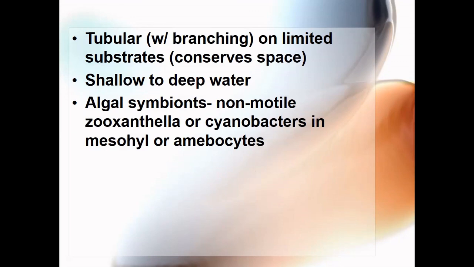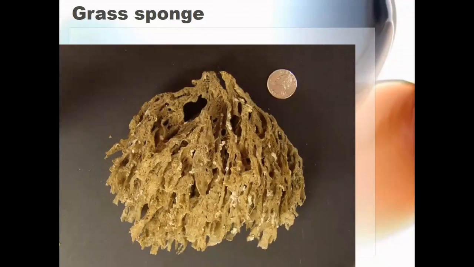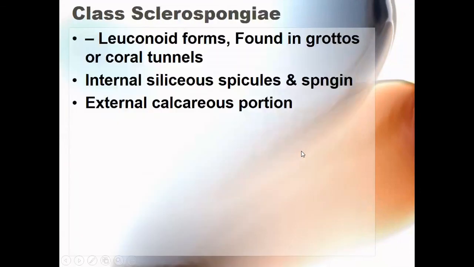So like the sa Calcarea, shallow to deep water. So muna ang iyahang range kung asa siya pwede. So this is a grass sponge. Next, we have the Sclerospongiae. It has a leuconoid form found in grottos or coral tunnels. So the internal is siliceous and it has a spongin. So katong mga sponges na naay spongin, we have that.